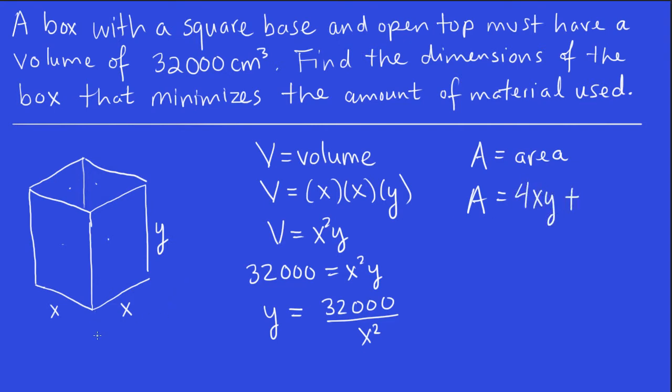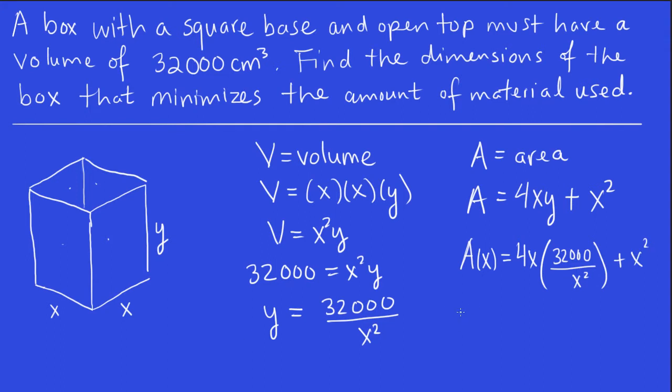And the bottom here that we can't see, it's a square. It's x by x, so the area is x times x, which is x squared. Now, like we said, we want to get this as a formula that's all in one letter, let's say x. So we need to get rid of this y. Well, that's no problem. We know that y is really equal to this in terms of x, so let's make that replacement. And I'm going to write A of x now to emphasize that this is now a function of x. 4x times 32,000 over x squared plus x squared.